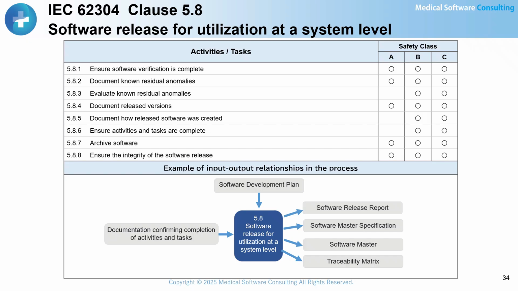The activities required for a system-level software release include the following: ensuring software verification is complete, documenting known residual anomalies, evaluating known residual anomalies, documenting the released versions, documenting how the released software was created, confirming completion of activities and tasks, archiving the software, ensuring the integrity of the software release, and the individuals responsible for performing the tests and recording the results.